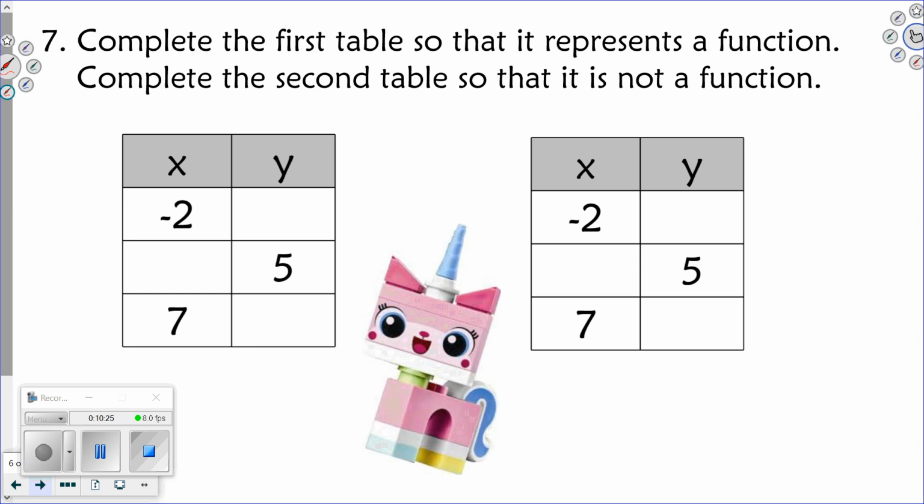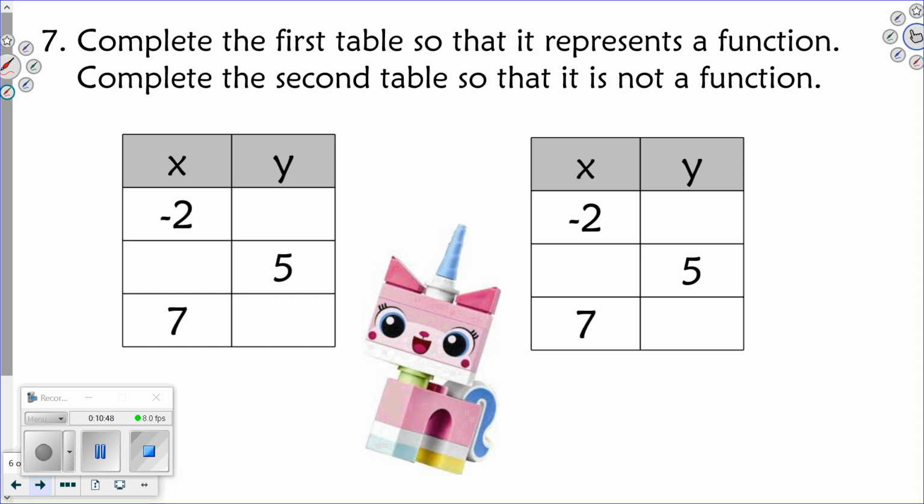All right, so number 7. I'll be honest with you guys, those of you that need to retake the air at some point, I know there's probably a couple of you in here that need to. This question, every time I look at an air test, is on there. This is not a hard question. But if you don't understand what a function is, you're like, I don't know what to do with that. So complete the first table so that it represents a function.